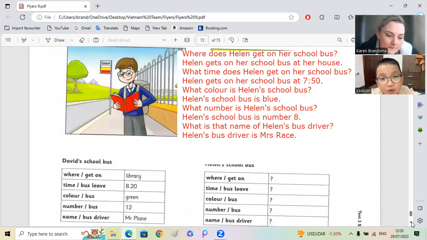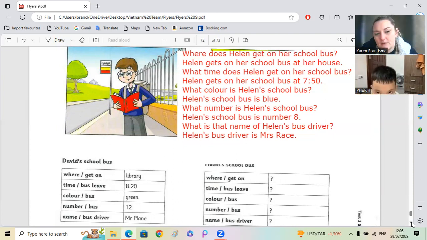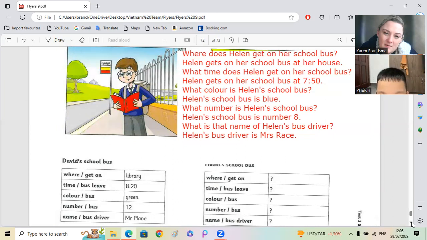Okay, now you can ask me about David's school bus. Where does David get on his school bus? David gets on his school bus at the library. What time does David get on his school bus? David gets on his school bus at 20 past 8. What color is David's school bus? David's school bus is green. What number is David's school bus? David's school bus is number 12. What is the name of David's bus driver? David's bus driver is Mr. Plain.